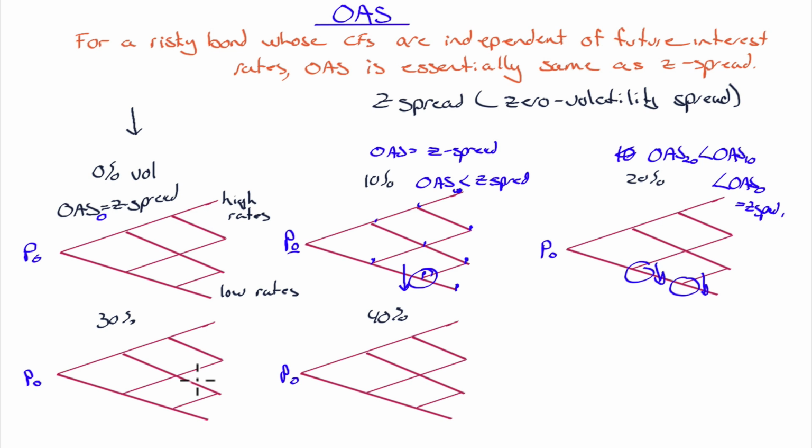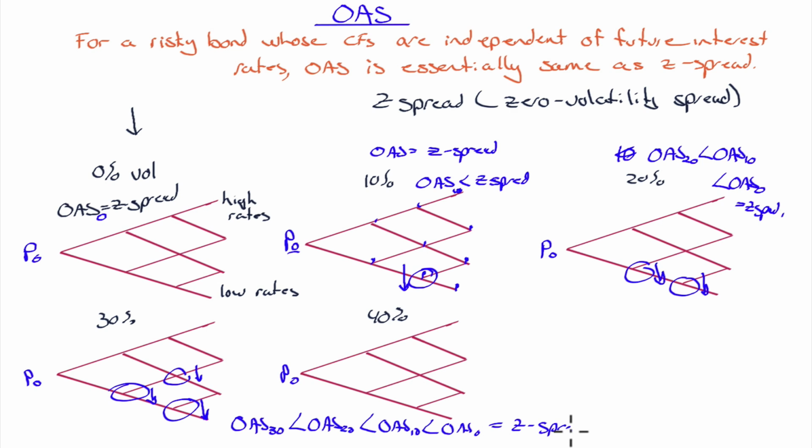Let's go to 30%. Well, it might be called here, here, and here, which means you've got to lower the price here, lower the price here, lower the price here. Instead of just 2 times, 3 times. So now, overall, how much do we need to add to every node? Well, less and less. So we can say here that OAS 30 must be less than OAS 20, which must be less than OAS 10, which must be less than OAS 0, which equals a zero volatility spread.